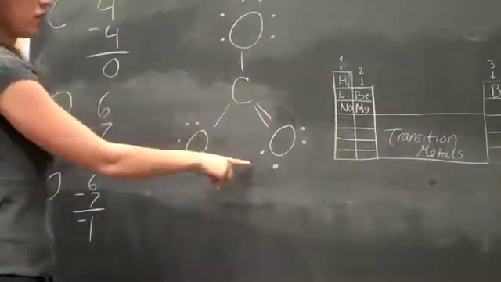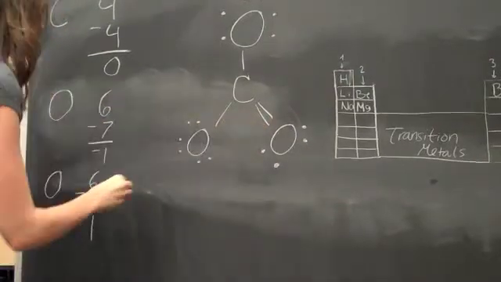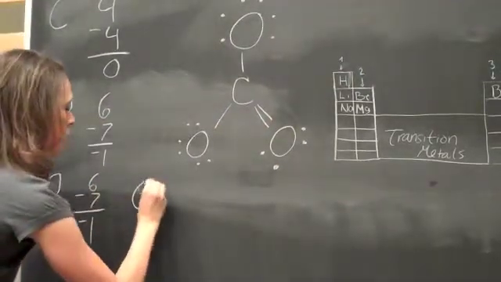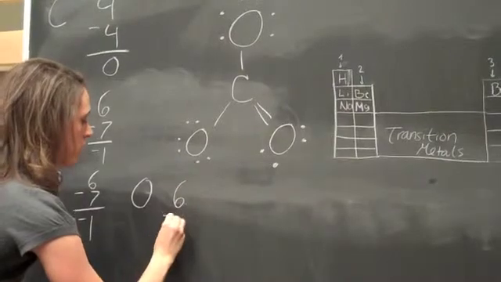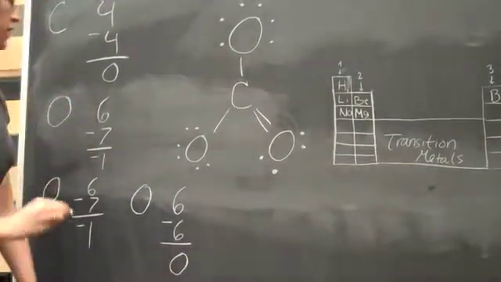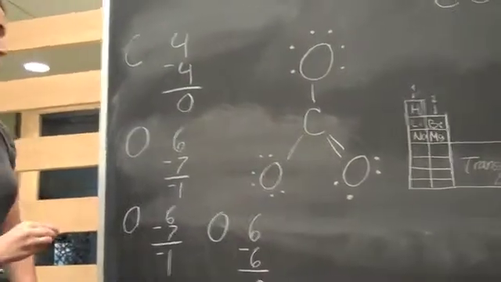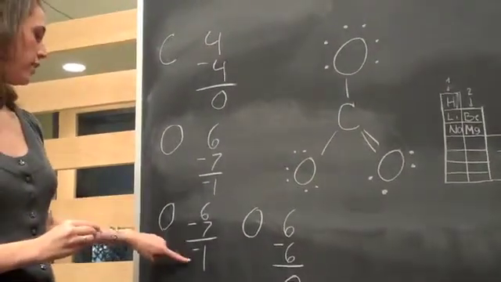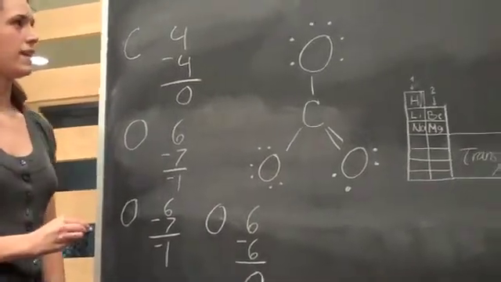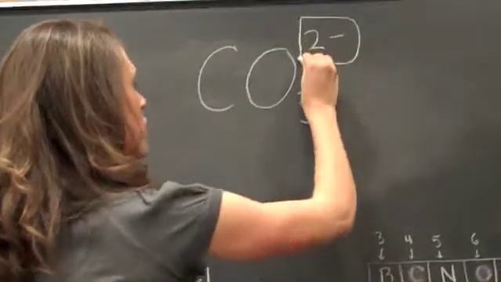And then for this oxygen, you have 2, 4, 5, 6. So you still have the same 6 valence electrons, minus 6, and 0. So for this one, we can see that the formal charge is not 0, the way it was last time. It's actually negative 2. And that coincides with the negative 2 charge for this ion. So that's actually what we want to see.